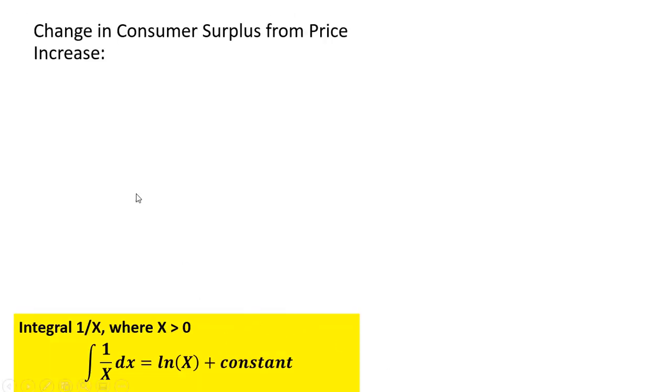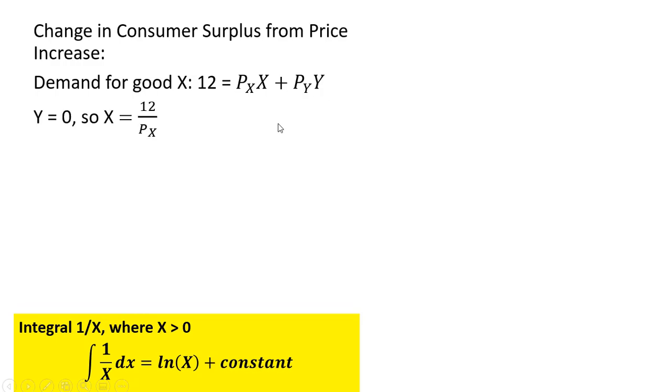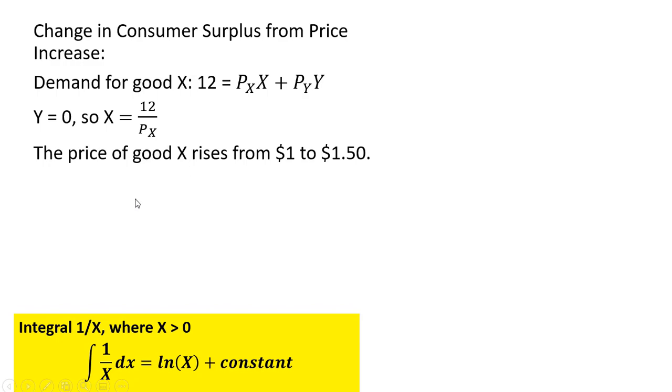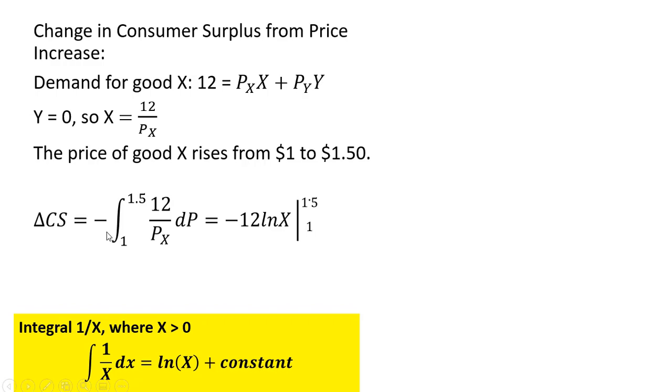And now let's look at the change in consumer surplus, our last measure of consumer welfare from the price increase. So first we have to get the demand for good X, and we're going to get that from the budget constraint. So here's our budget constraint. I'm not plugging any values in for the prices here. We do know that Y is 0 in our example. So if Y is 0 and solving for X, we have our demand for good X. X equals the income 12 divided by the price of good X. As the price of good X rises from $1 to $1.50, the change in consumer surplus will be the following.